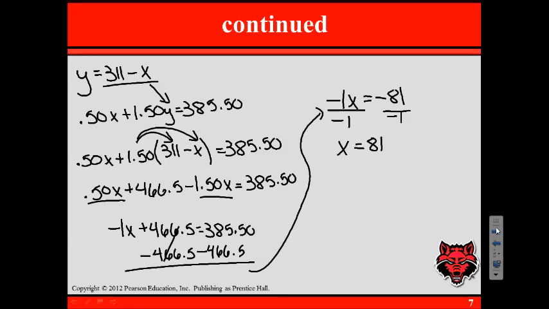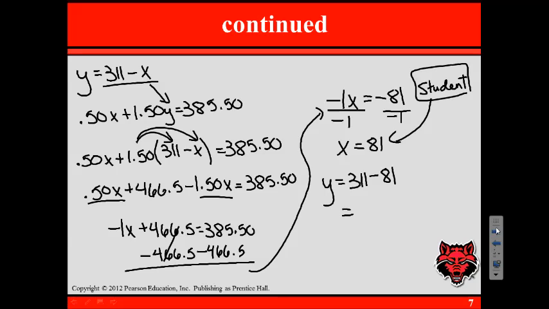Now at this point, it's important to go back to that original label. Remember, X stood for the student tickets. So they sold 81 student tickets. Once we have a value for X, we can plug it into either equation. I'm going to plug it into the equation that's solved for Y and doesn't contain any decimals. So we have y equals 311 minus 81, and that means y equals 230. And remember, y stands for the non-student tickets.